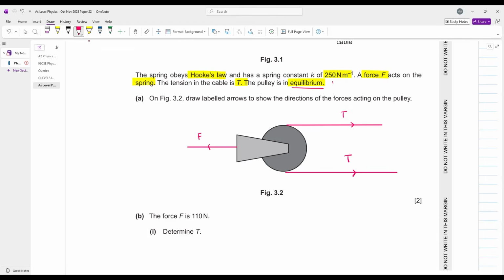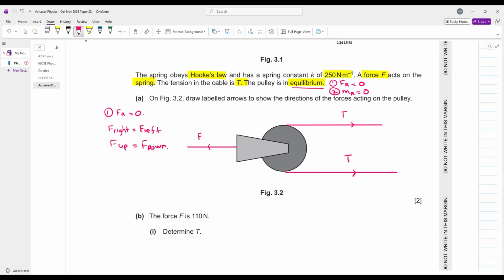What does equilibrium mean, beta? Resultant force will be equal to 0 and resultant moment will be equal to 0. Can you further tell me what resultant force equal to 0 means? It means the right hand side forces are equal to the left hand side forces, and the top forces are equal to the bottom forces. So this is what resultant force equal to 0 means.